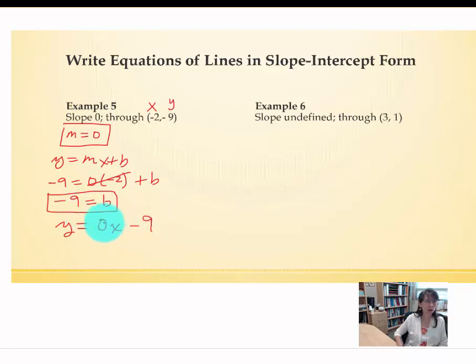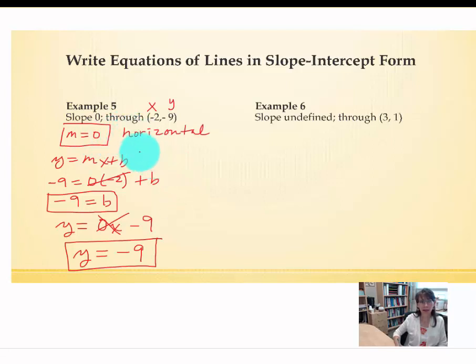Now this looks a bit awkward. We typically would not write this as the final form of our linear equation because 0 times x is 0, therefore it eliminates from the problem, and we simply have y = -9. So this is one of our special cases where x does not appear in the linear equation because this is going to be a horizontal line. Remember, when the slope is 0, you have a horizontal line.